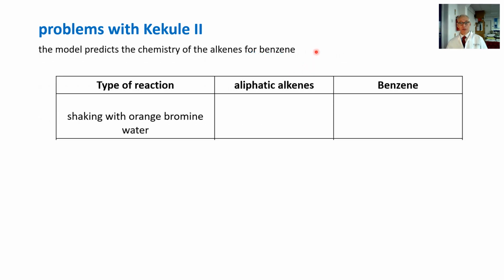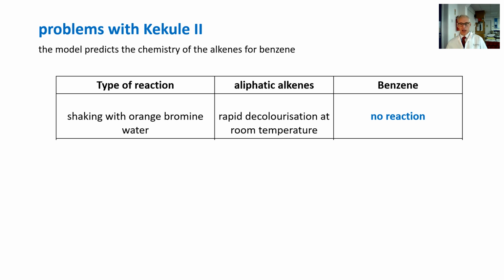Okay, so the Kekule model predicts the chemistry of the alkenes for the benzene, just to recap. The test for alkenes in the laboratory is to shake the alkene with orange bromine water. So an aliphatic alkene, we would expect to see rapid decolorization at room temperature. However, benzene, which Kekule proposes to have 3 carbon-carbon double bonds, shows no reaction.